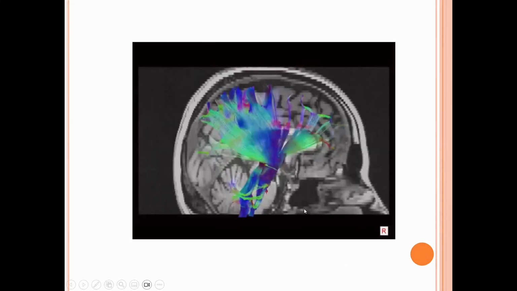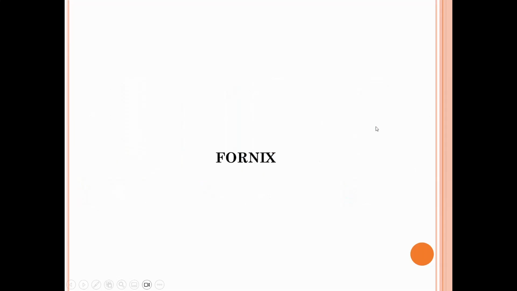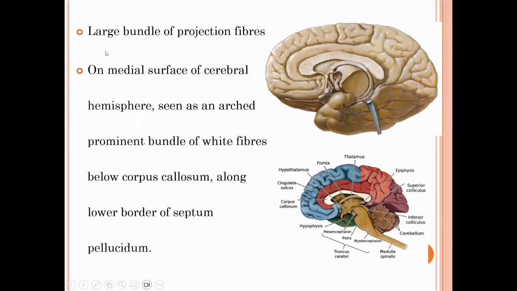Okay, so you can see here again these fibers. Now you can see the association fibers, they are present within the same cerebral hemisphere. Projection fibers are going from the cerebral cortex to other parts of the brain, that is brain stem or spinal cord. And here is the image of the fornix. Okay, now fornix. So fornix are a large bundle of projection fibers.